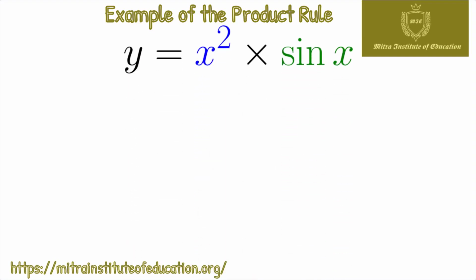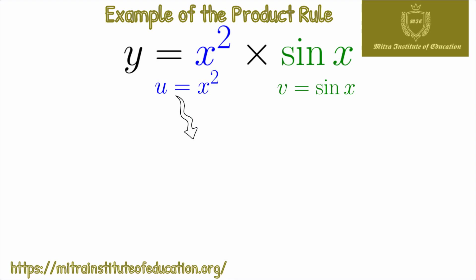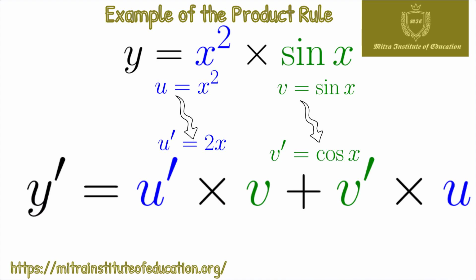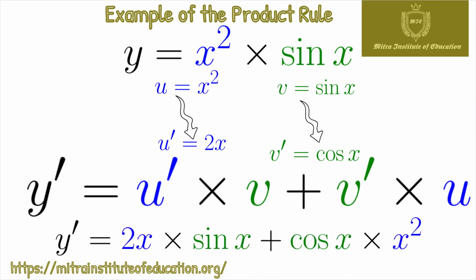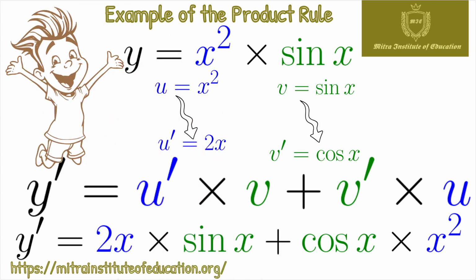Suppose y equals x squared times the sine of x. Here, we can think of the function as a product, where u equals x squared, and v equals the sine of x. First, we compute the derivatives of u and v. The derivative of u, written as u prime, is the derivative of x squared, which is 2x. The derivative of v, written as v prime, is the derivative of the sine of x, which is the cosine of x. Next, substitute these derivatives into the product rule formula. Recall that the product rule states the derivative of y, written as y prime, is equal to u prime times v plus v prime times u. Using this formula, we find the derivative of y is 2x times the sine of x plus cosine of x times x squared.